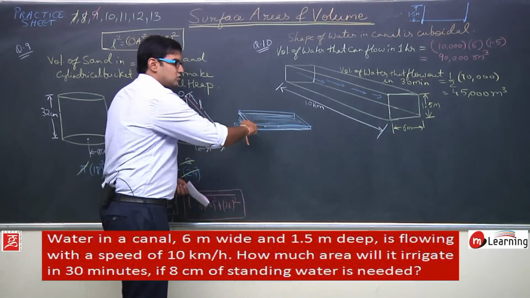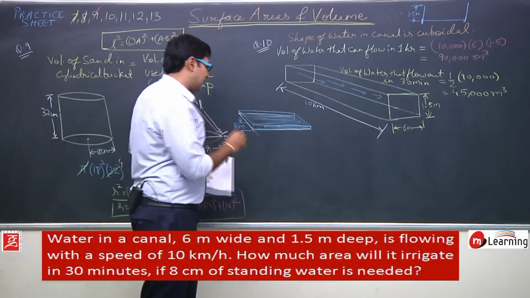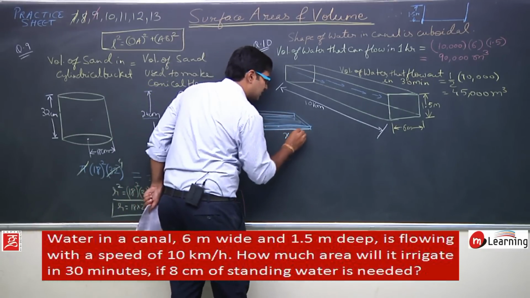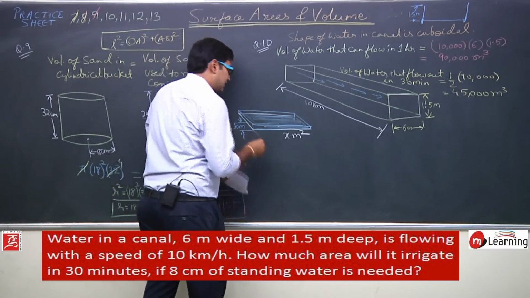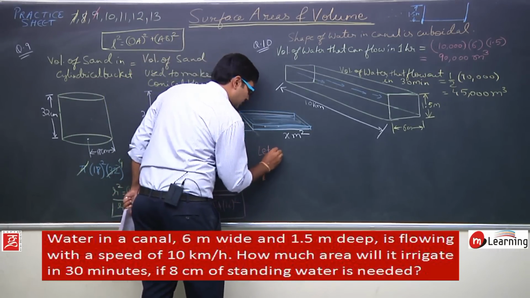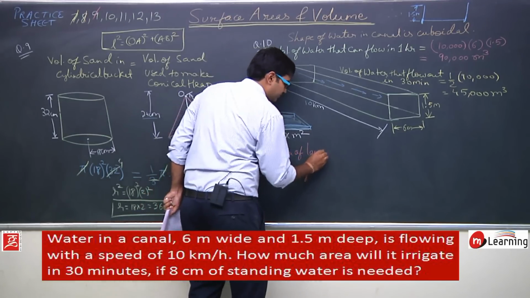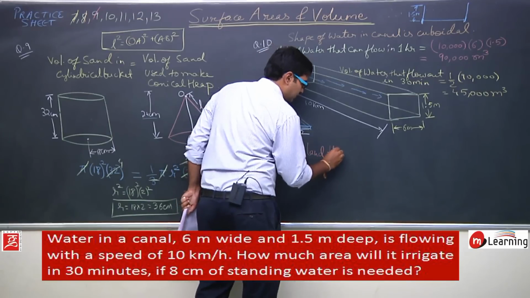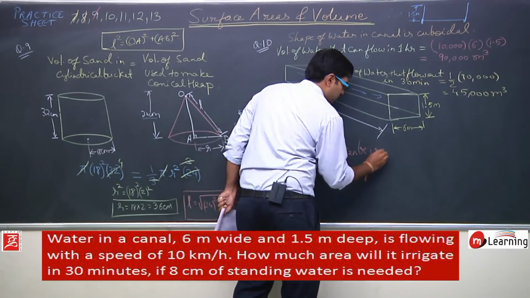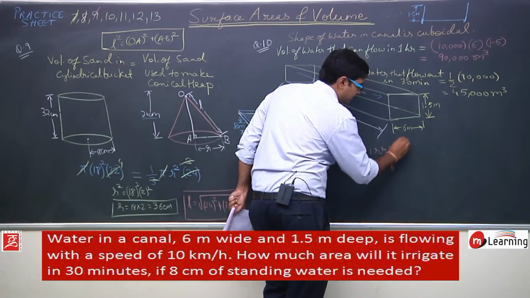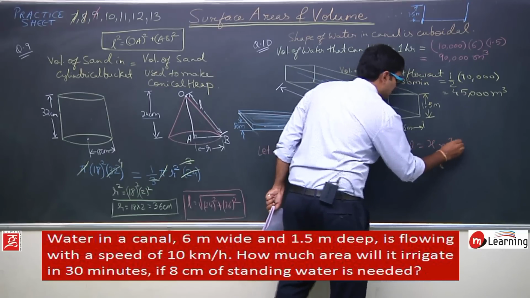So let us assume that the area of this land that we are using is x meter square. Let the area of land that can be irrigated be equal to x meter square.